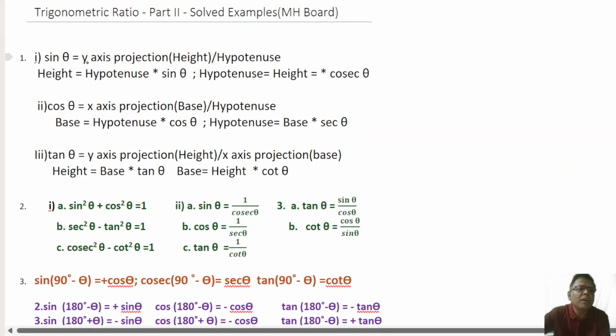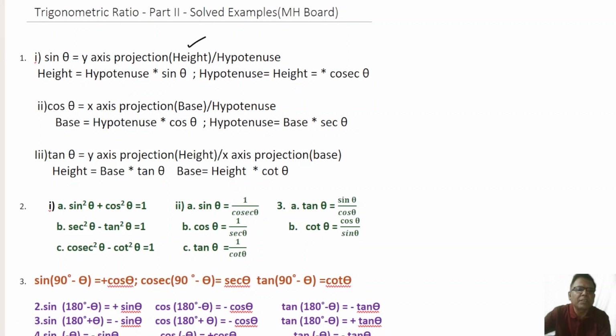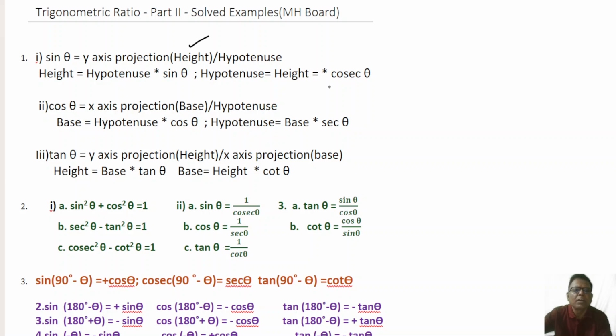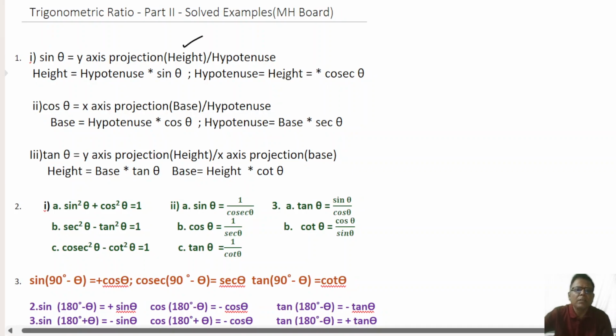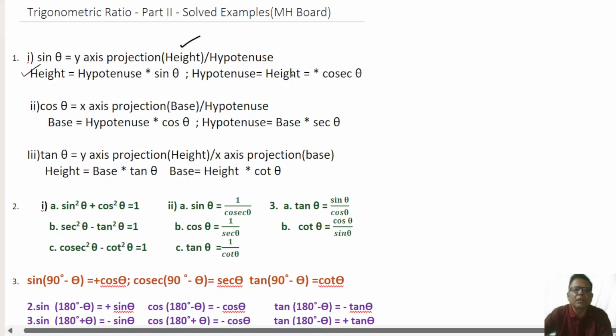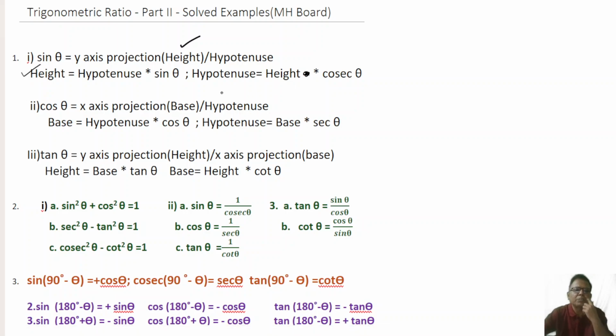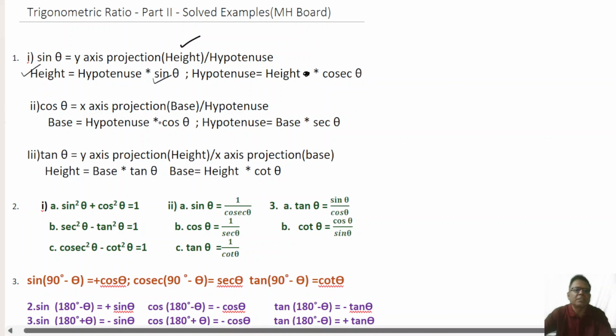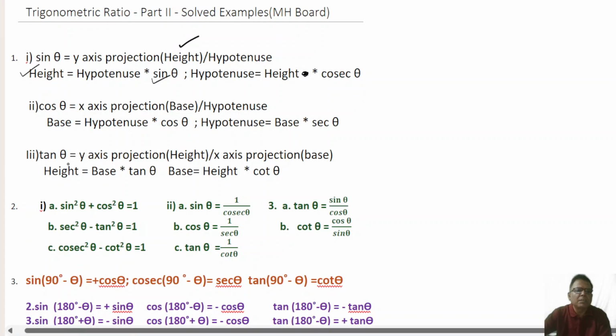So the first formula is sin theta is equal to the projection on the y-axis, which you can also call height. The same formula you can write this way: height is equal to hypotenuse into sin theta, or hypotenuse is equal to height into cosec theta, because cosec theta is the reciprocal of sin theta. Similarly, you can write cos theta and tan theta.